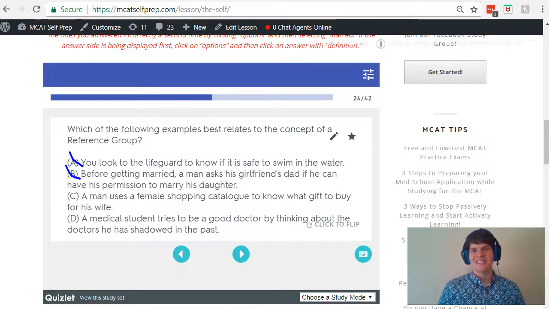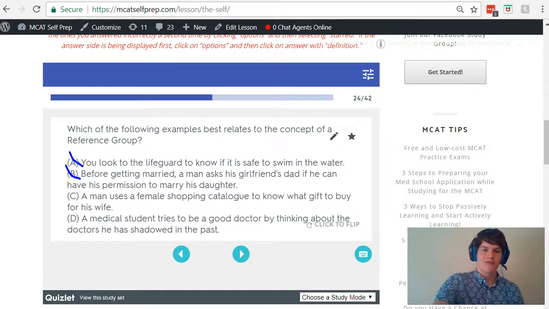We can choose between C and D based on the second aspect of reference group's definition. That is that a reference group acts as a standard for evaluating your own behavior. In this case, in answer choice C, the man is using a shopping catalog to know what to buy for his wife. He's not using the catalog to evaluate his own dress behavior, but he's trying to figure out how his wife likes to dress.